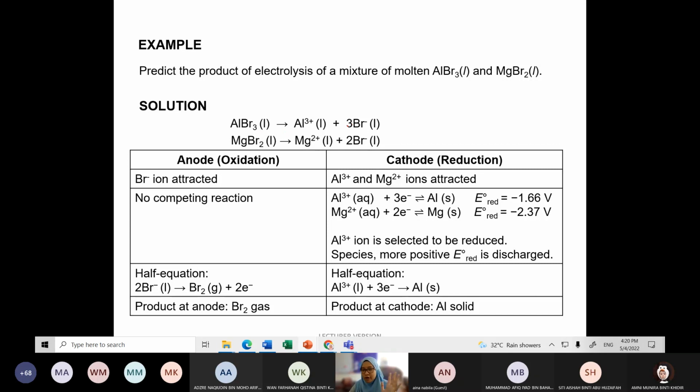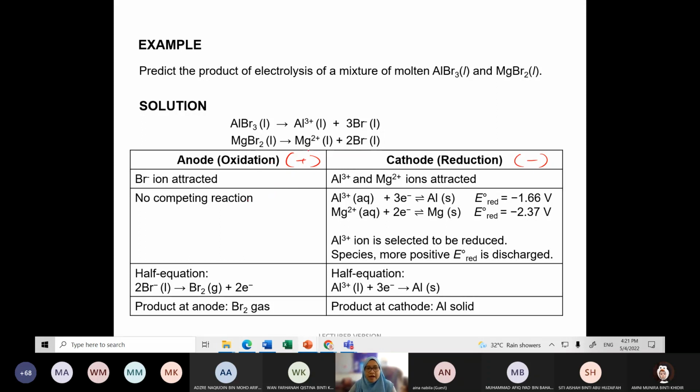Balance tu tak payah cerita. You buat balance equation, mesti kena balance. MgBr2, okay, Mg2+ and 2Br minus. Okay, anode and cathode. So anode is the positive electrode. Cathode, on the other hand, is the negative electrode. Anode is where the oxidation takes place, whereas cathode is where the reduction takes place.